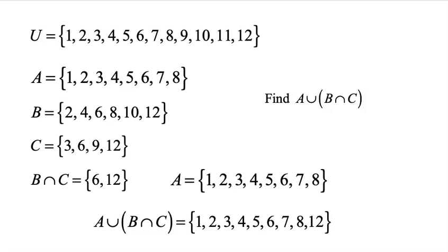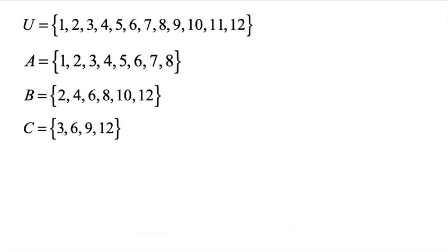So that's the sort of process that we're going to use to identify elements in sets like this. So let's stick with the same collection of sets, our universal set, our set A, our set B, and our set C. And this time I want to find (A union B) intersect (A union C).